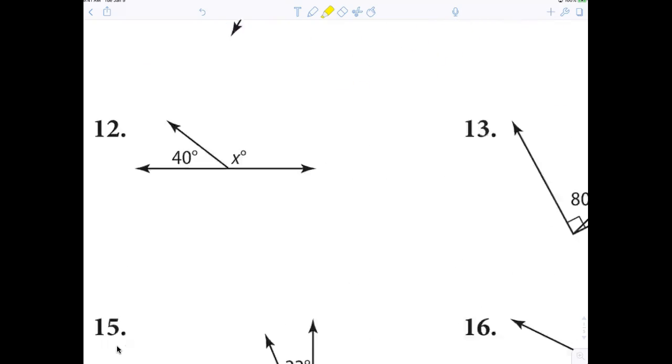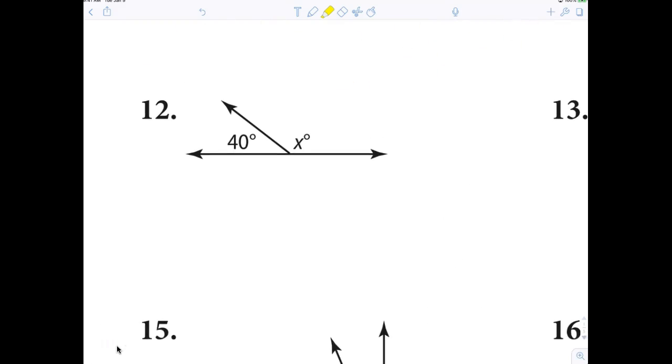All right, somebody tell me what 12 is called again. What are those two angles called? Supplementary. So X has to be what? 140. Good job.